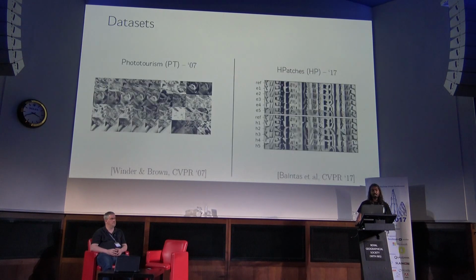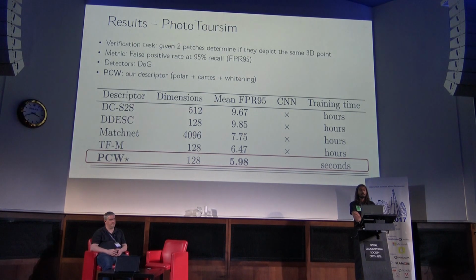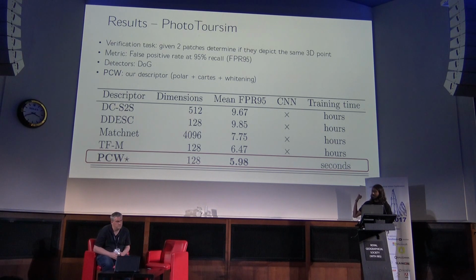But these are our interpretations, and we still don't know if these are really good properties for descriptors. So the way we test that is by testing on real data sets. We have two very famous data sets, and they're actually 10 years apart, which means that most of the work was done on a data set collected 10 years ago. The first data set is Phototourism, and in this there was only one task defined, which is verification: given two patches, we want to see if they detect the same 3D point. The metric we use is false positive rate at 95%. This is an old data set, so they had only DoG detectors. We can see that our descriptor, marked as PCW for polar Cartesian whitening, actually performs the best.